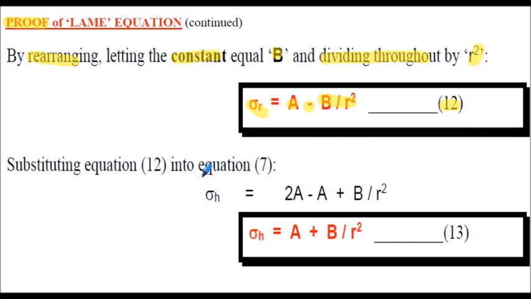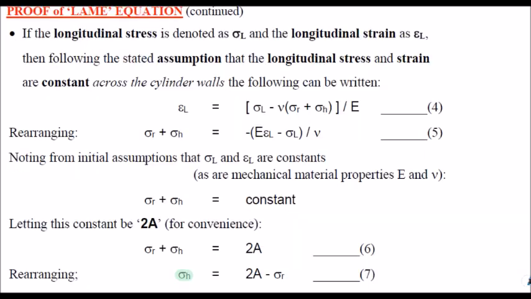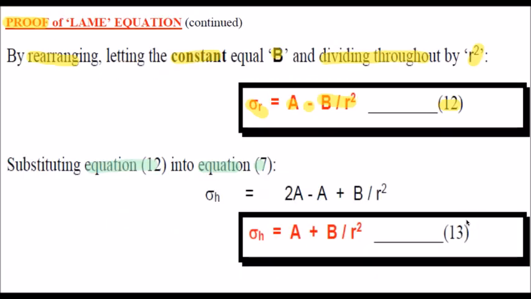If we now substitute equation 12 into equation 7 derived on our previous slide, the hoop stress is equal to 2A minus sigma r. So replacing sigma r with equation 12, we find that sigma h is equal to 2A minus (A minus B divided by r squared), and 2A minus A is A. So hoop stress can be shown to be equal to A plus B divided by r squared. We call that equation 13.